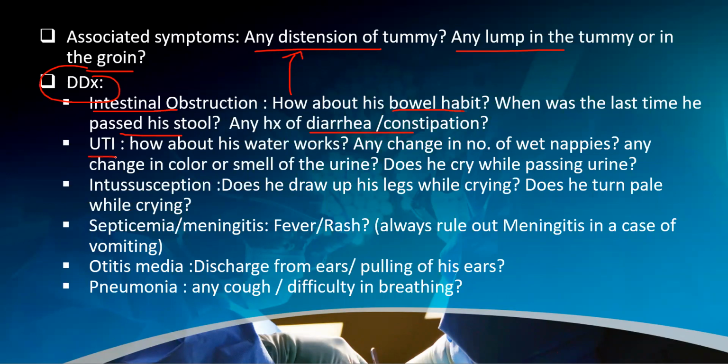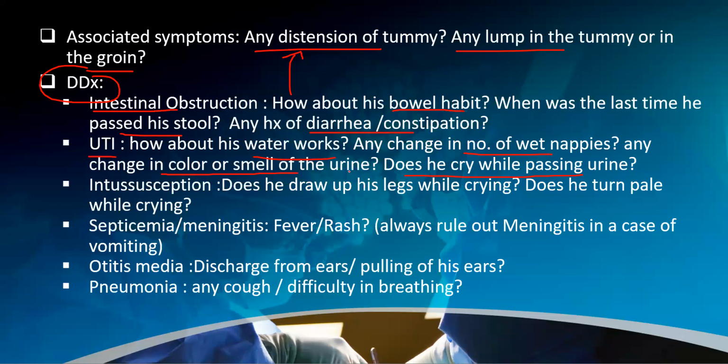Then go to the waterworks or bladder habit. So how about his waterworks? Any change in number of wet nappies? Any change in color or smell of the urine? And does he cry while passing urine? Now, there's a lot of questions. When you come to the waterworks or bladder habit, it gives you two things. One, you are ruling out UTI, and you're also getting some idea about the volume depletion or dehydration of the child.